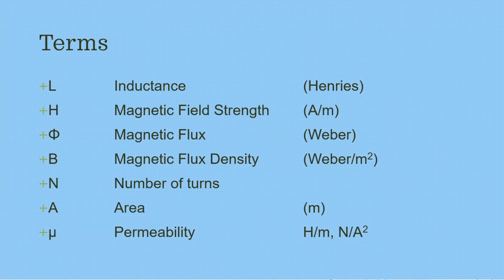Then we have capital N, which is the number of turns, and A for area, which should be meters squared. I'll fix that in edit. And mu is the permeability of the magnetic material, which has two different SI units, so it can be henries per meter or newtons per amp squared.